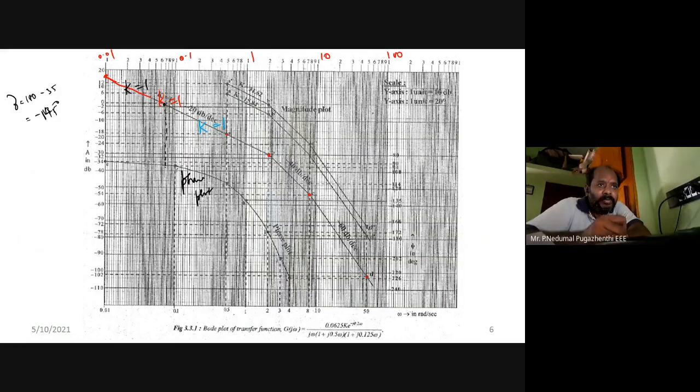I go to the graph from minus 135. I draw a line, and it is cutting here, and the corresponding omega is chosen to be 1. You can see that it is 1. What is the magnitude value? The magnitude value is here. You can see that it is nearly minus 24. But the crossing point has to be 0 decibels.